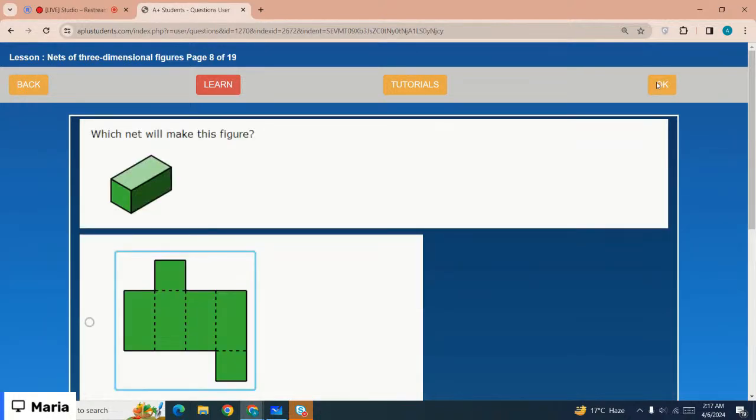Which net will make this figure? Which is the correct option? Yes, that is option number one, right?